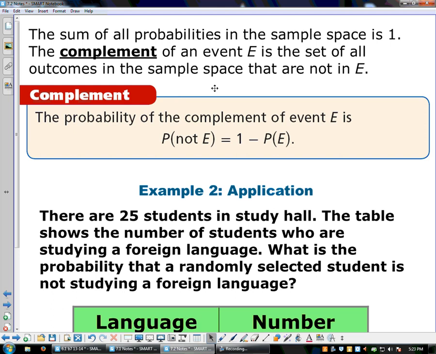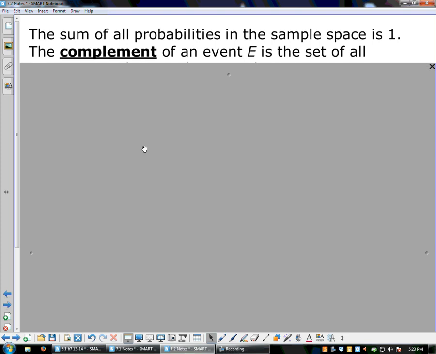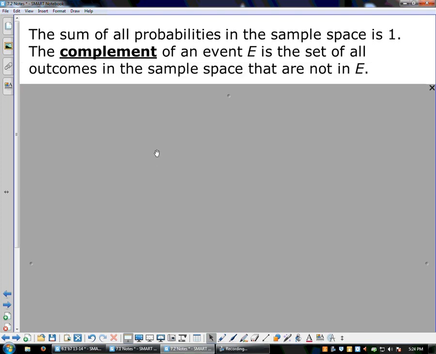All right, so the sum of all the probabilities in a sample space is equal to 1. A complement of an event E is the set of all the outcomes in the sample space that are not in E.